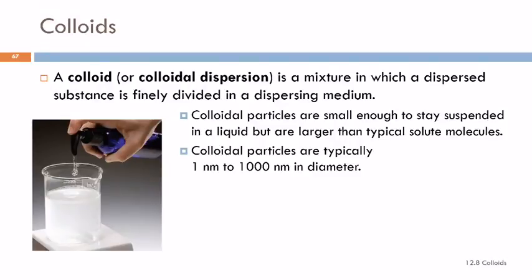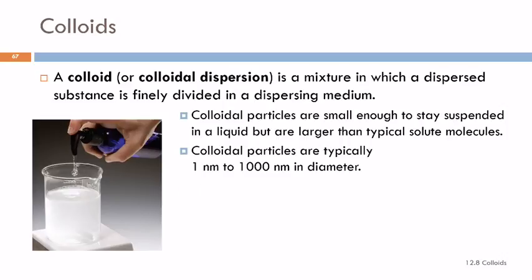Colloids. A colloid, or colloidal dispersion, is in some ways similar to a solution, and yet it's different. It's a mixture like a solution is, but the dispersed substance is very finely dissolved in a dispersing medium. The difference is that the particles are larger. Colloidal particles are usually 1 nanometer to about 1,000 nanometers in diameter. That's much larger than ions, which we usually measure in picometers.